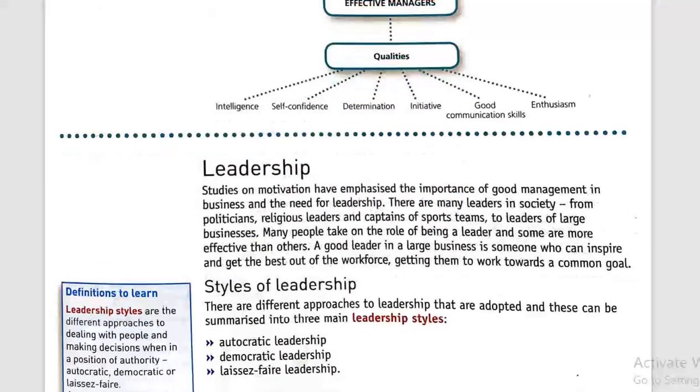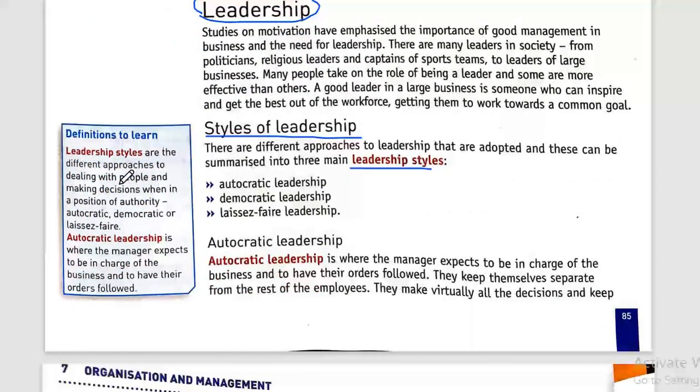Now we're going to be talking about leadership. Over here, there are different types or styles of leadership. We have three main leadership styles. Let's learn more about them. Number one, we have the autocratic leadership, we have the democratic leadership, and we have the laissez-faire leadership.